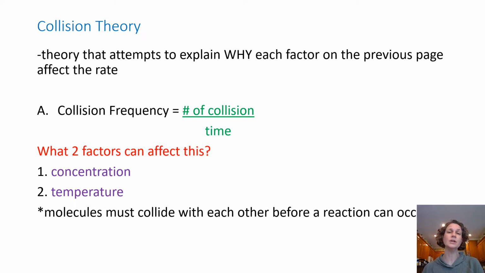And in the collision theory, you have two parts. The first is the collision frequency, which is how often do collisions happen. So the number of collisions per time. And two of the factors that I already mentioned have a lot to do with this. The first is concentration, and then the second is temperature. First of all, the first thing to know is that the reason this is studied is that molecules do actually have to come in contact. They must collide with each other before a reaction can occur. And so there has to be some sort of contact.